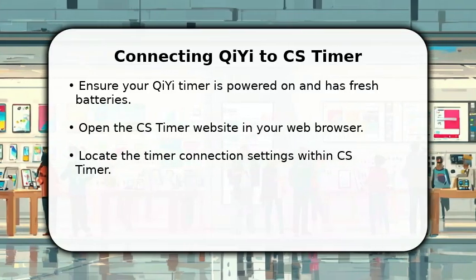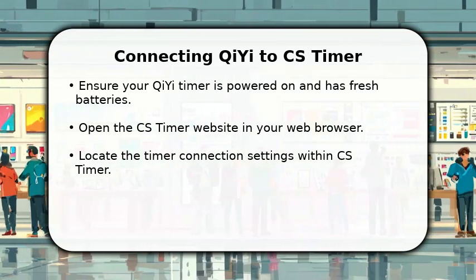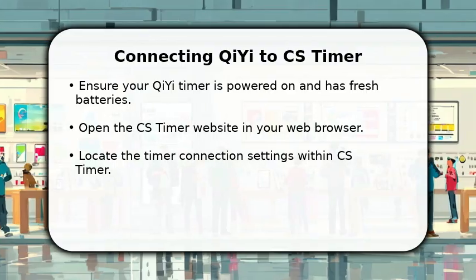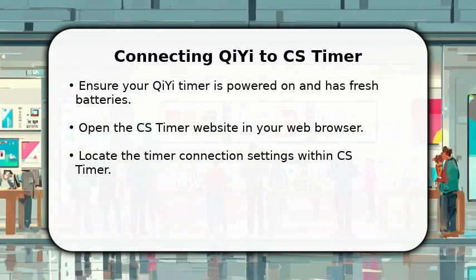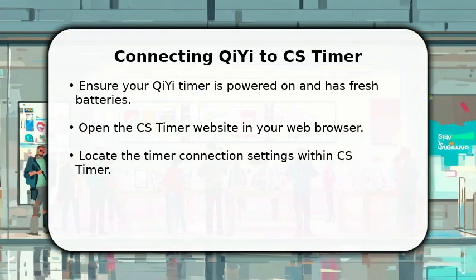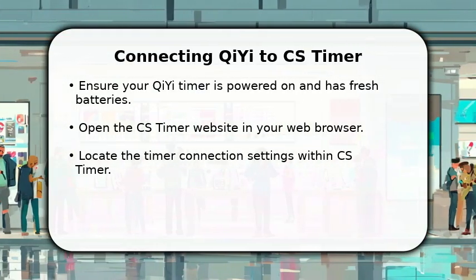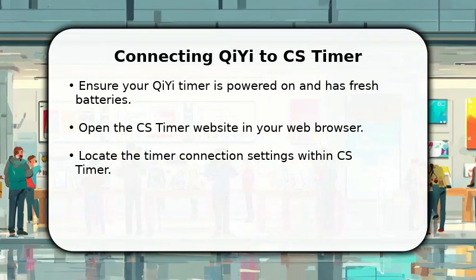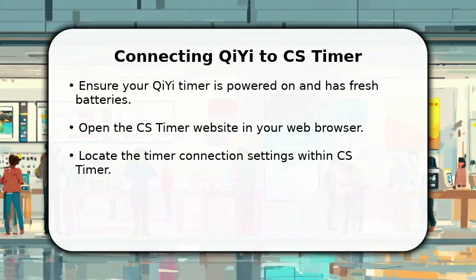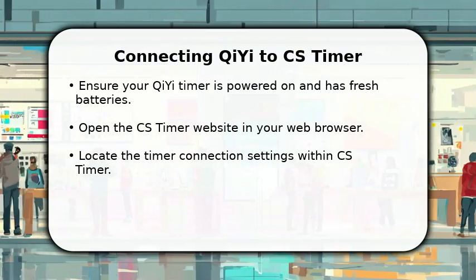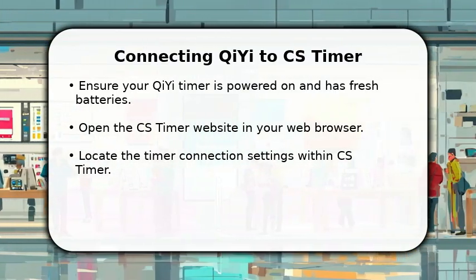First, make sure your QiYi timer is fully charged or has fresh batteries installed. Then, open your preferred web browser and navigate to the CSTimer website. Once there, you'll need to locate the timer connection settings, usually found within the Options or Settings menu. This initial setup ensures everything is ready for a smooth connection process.